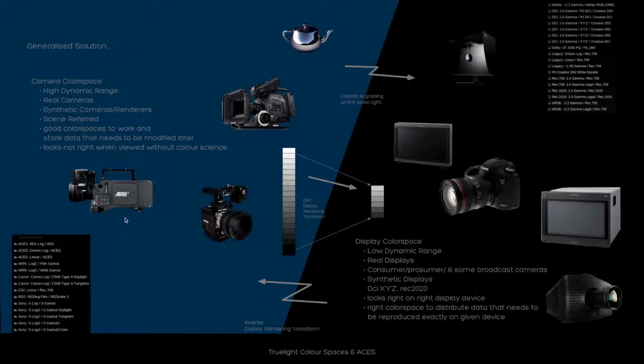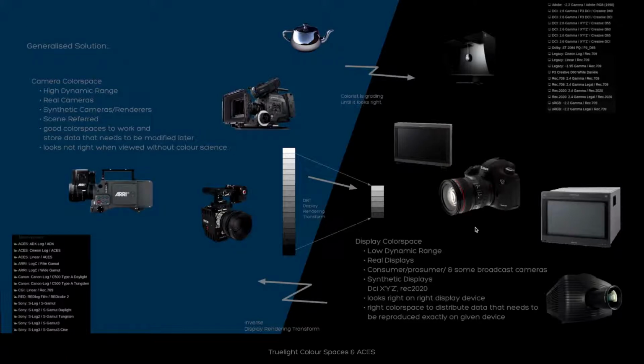On the other hand, Truelight Colour Spaces knows display color spaces. These are color spaces from real displays like DCI-P3, Rec. 709 or sRGB, and from virtual displays like DCI X'Y'Z'. They have the corresponding properties of a given device. Also, some cameras produce display color spaces, typically Rec. 709. The color spaces were designed to faithfully reproduce color for that given device. Typically, they are used to distribute content once all the work is finished.